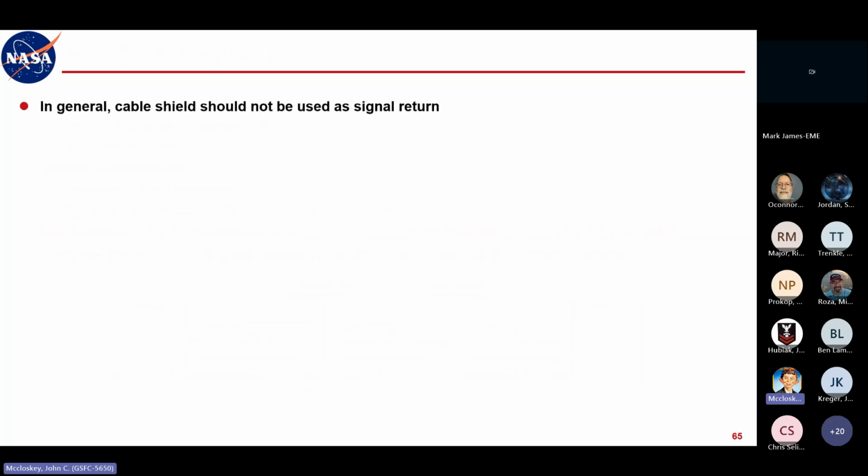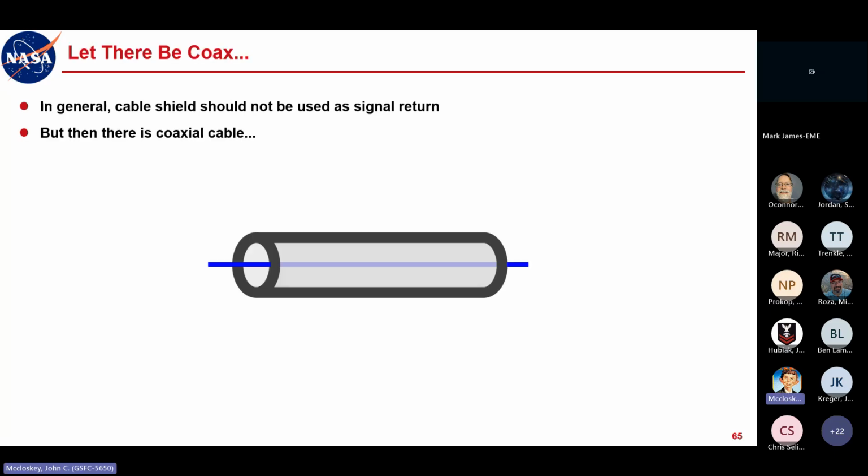All right, so in general, a cable shield should not be used as a signal return. But what commonly used configuration do you think throws a curveball in that general statement? Single-ended. Well, not quite. Let there be coax.